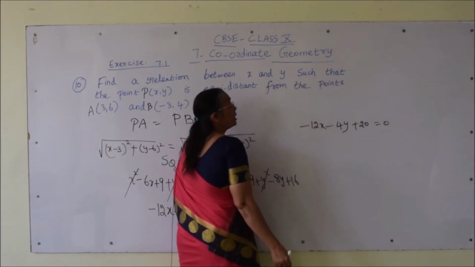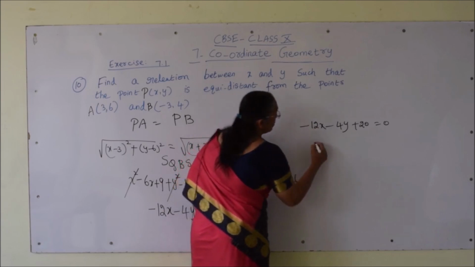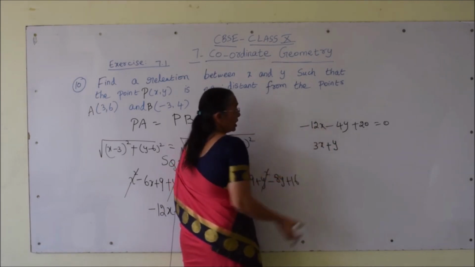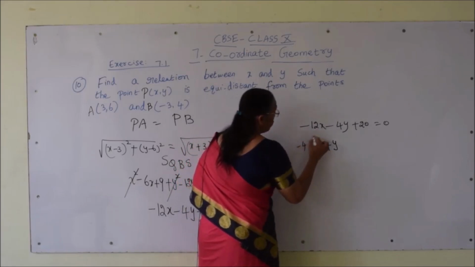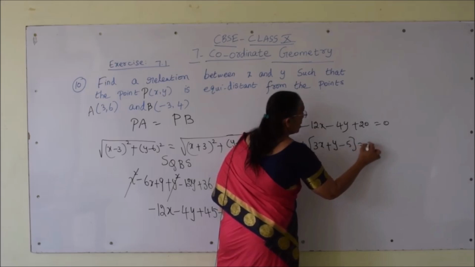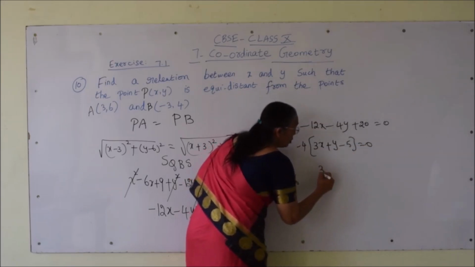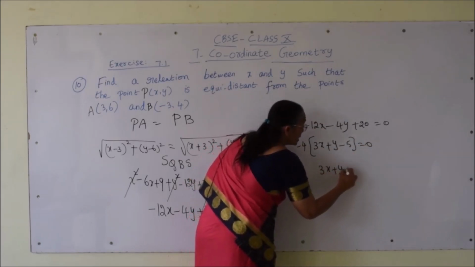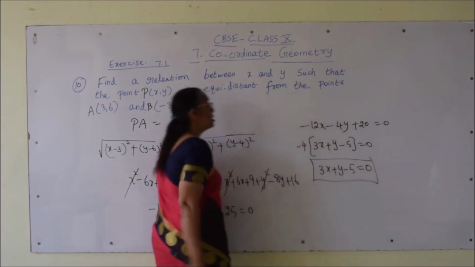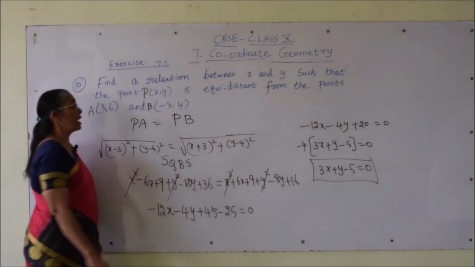Let me take negative 4 common outside. We will get 3x plus y, with negative 4 taken outside. Okay, negative 4 times (3x plus y minus 5) is equal to 0. Negative 4 cannot be 0. So, 3x plus y minus 5 is equal to 0 is the relation between x and y.